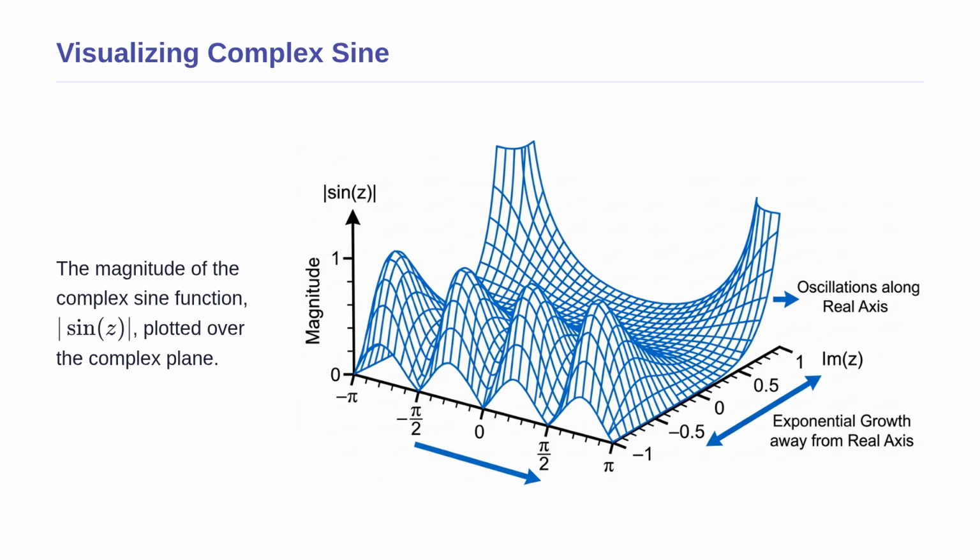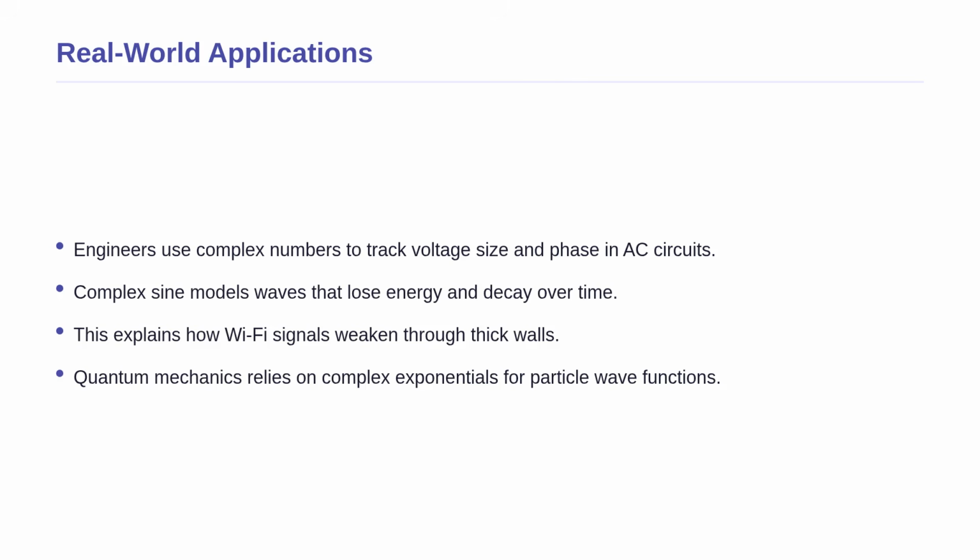But look at what happens as you move along the imaginary axis. The surface sweeps upward exponentially, forming massive steep walls. This diagram perfectly illustrates how complex sine retains its wave-like nature in one direction while growing infinitely large in the other. Why do we care about these complex trigonometric functions?